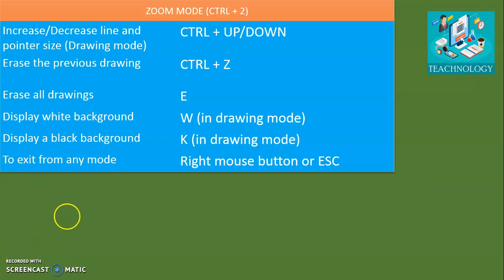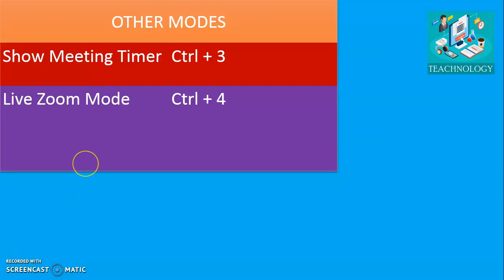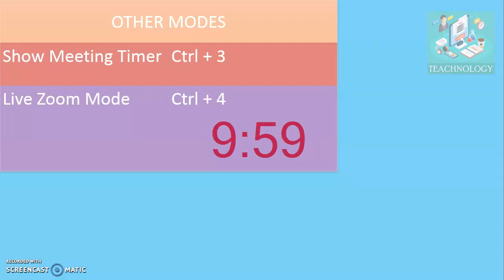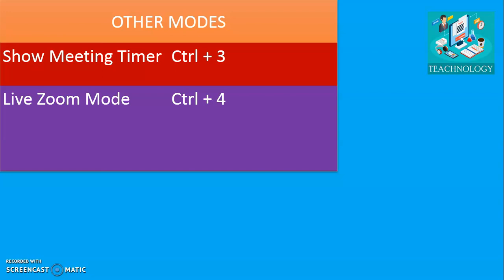Now, the other available modes that you have in this application are, if you want to show to your students certain timer of 10 minutes or 15 minutes, you can change it in the options. Simply press Ctrl 3 and it displays 10-minute by default timer. If you press Escape, it goes back.